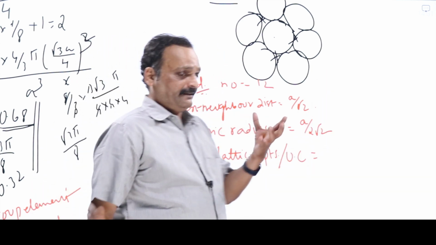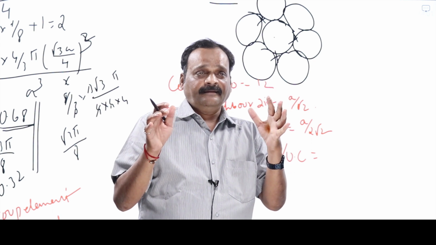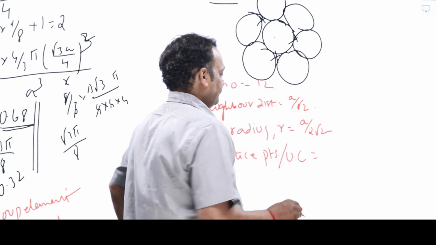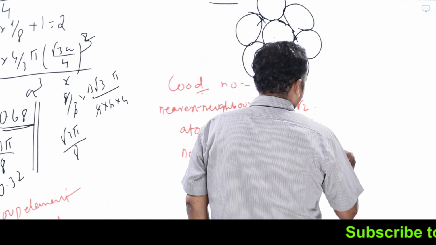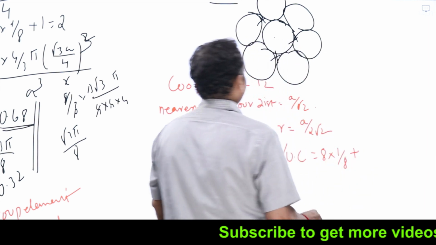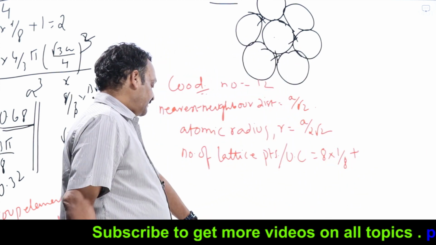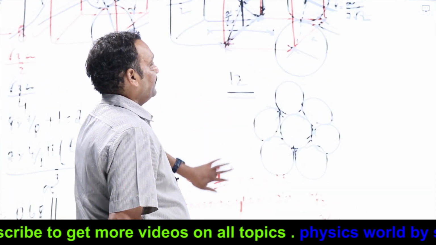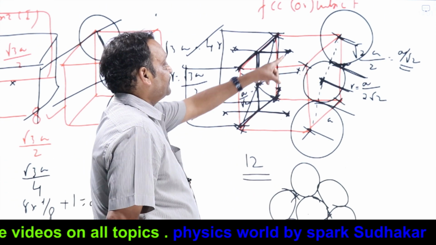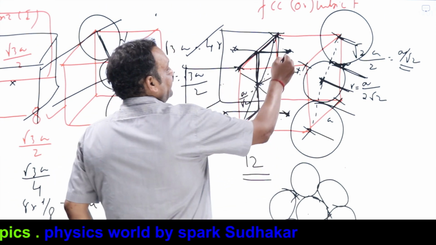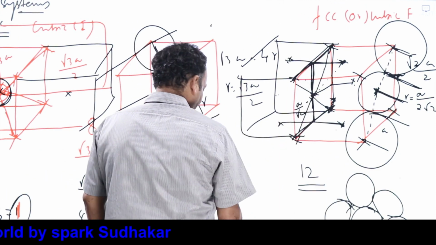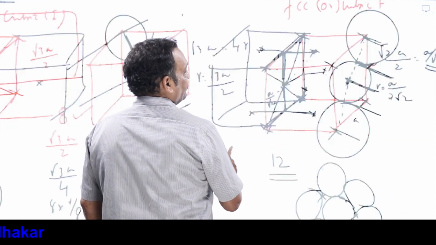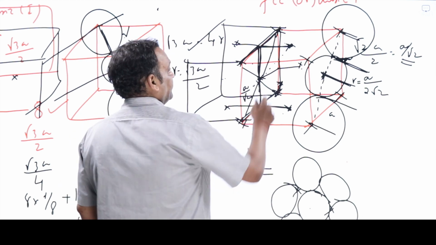Okay, similarly, we have seen 8 corner atoms are there. 8 into 1 by 8. Effectively, 1 will come. So I'll write it first here. 8 into 1 by 8. Plus, additionally, 6 face-centric lattice points are present, isn't it? At the center of each face, one additional lattice point is present.